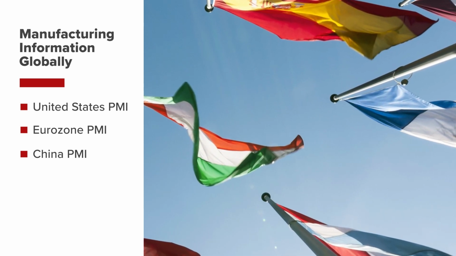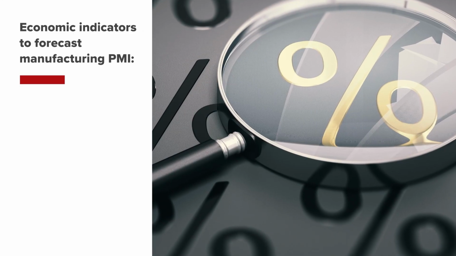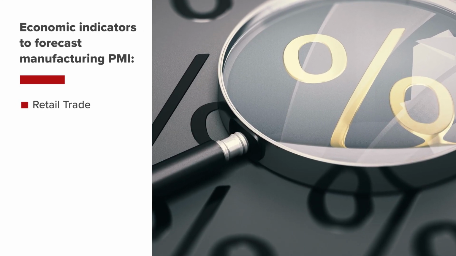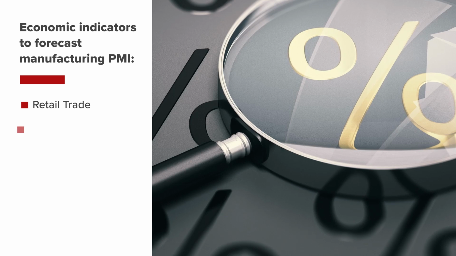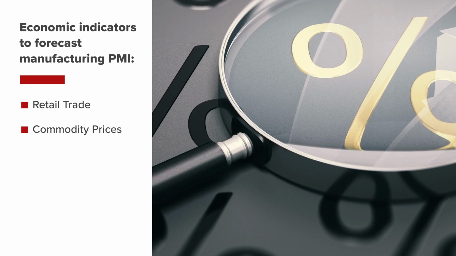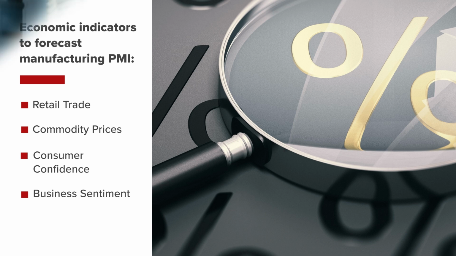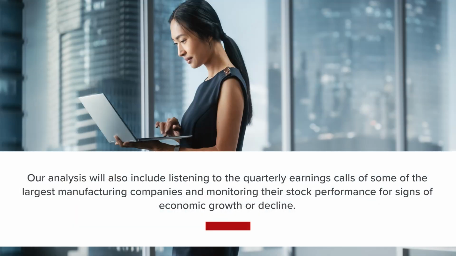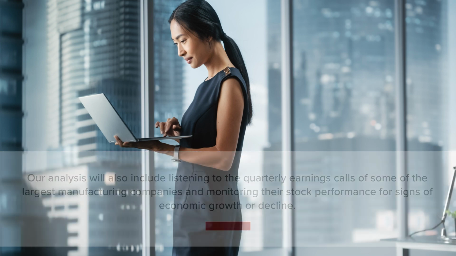To forecast manufacturing PMI, we'd look at economic indicators such as retail trade as a measure of consumer demand, daily commodity price action to get a gauge of how manufacturing inputs are doing, and consumer confidence and business sentiment to monitor business and consumer confidence, expectations, and uncertainty. Our analysis will also include listening to the quarterly earnings calls of some of the largest manufacturing companies and monitoring their stock performance for signs of economic growth or decline.